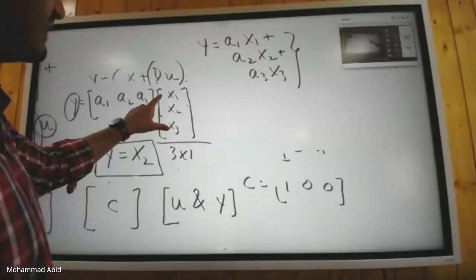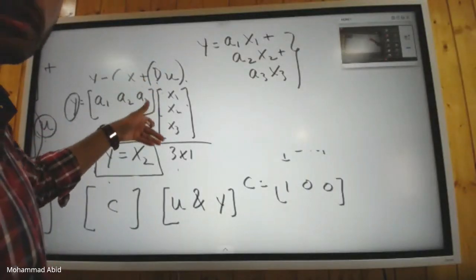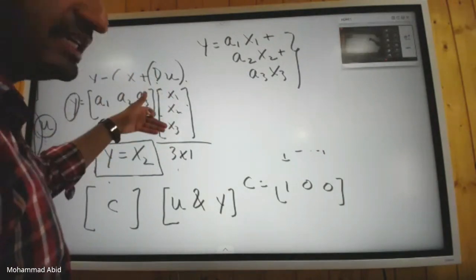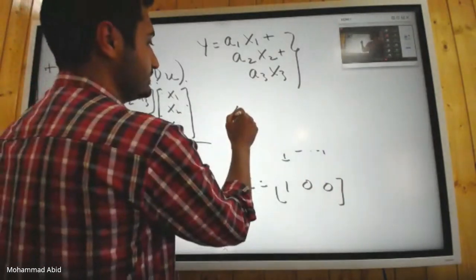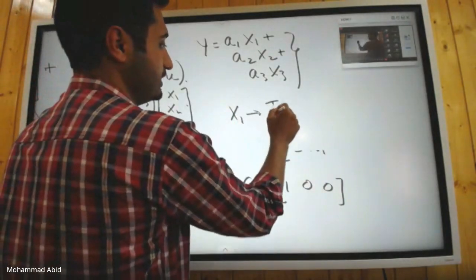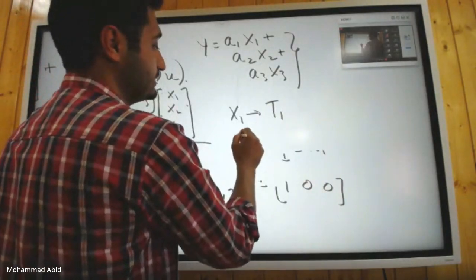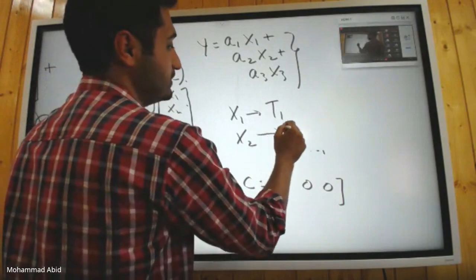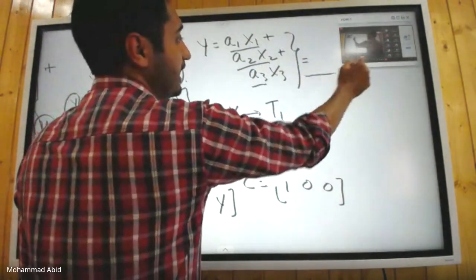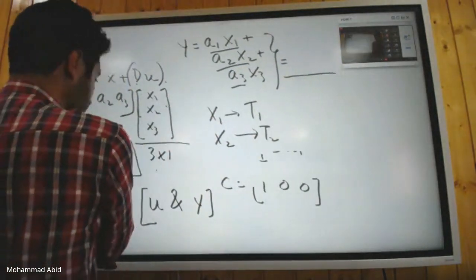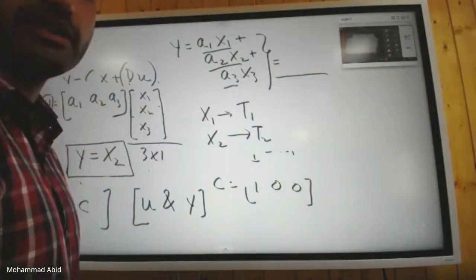For example, let's say your states are temperatures from 3 sensors. I'm just giving an example. x1 is the temperature from a sensor, let's say T1, and x2 is another sensor measuring T2. So you will get the sum of the temperatures, so finally you will get a single output temperature from all the 3 sensors at different locations. This is a single output.